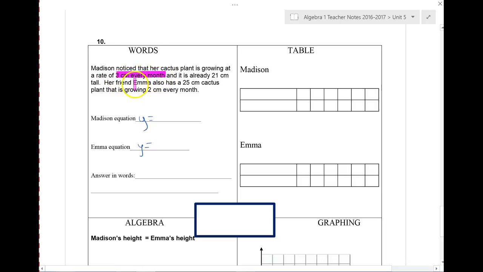Usually a lot of these sentences start with the starting point, but this time we're starting with the slope. And another key word is rate. Rate is another word for slope. So that's going to be our first number, our m.